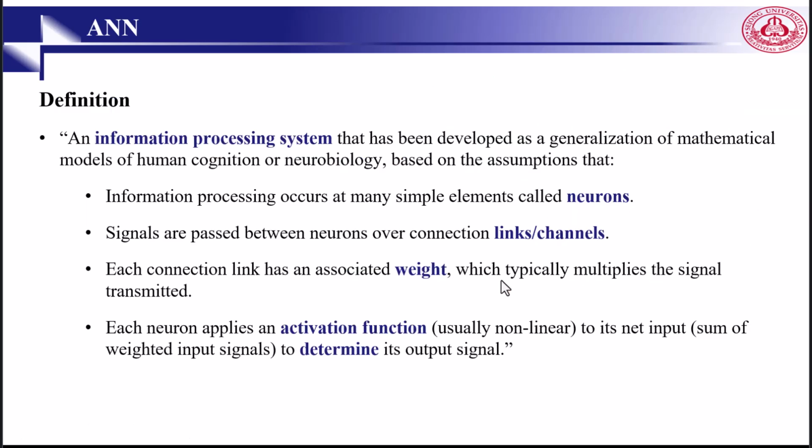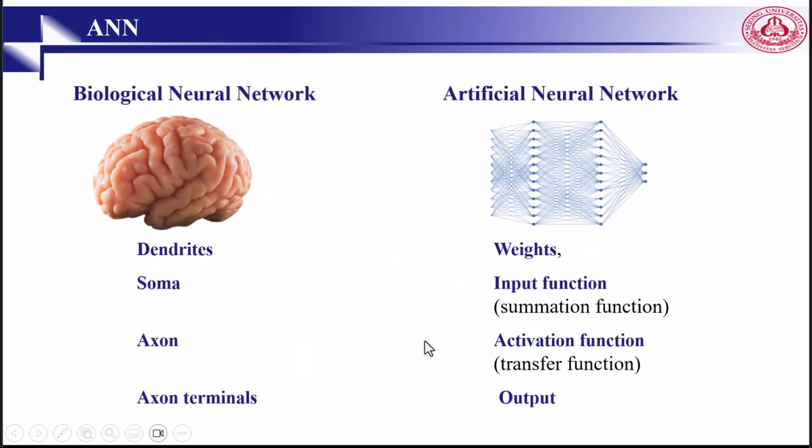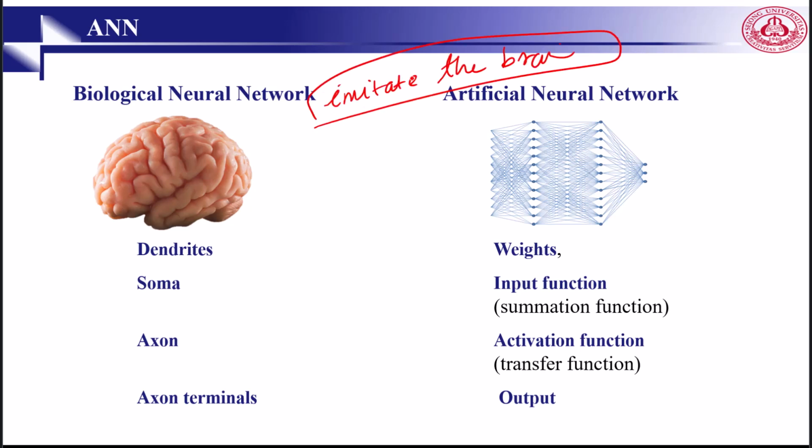So we can define artificial neural network as an information processing system. Artificial neural network was essentially developed as a generalization of mathematical models of human cognition. Information processing occurs at many neurons. Neurons are connected to each other using some links or channels. Each link is associated with some weight, and the output is determined by applying an activation function on its input by the neurons. Again, we should know that the artificial neural network is to imitate the human brain. So this is our main goal in artificial neural network.